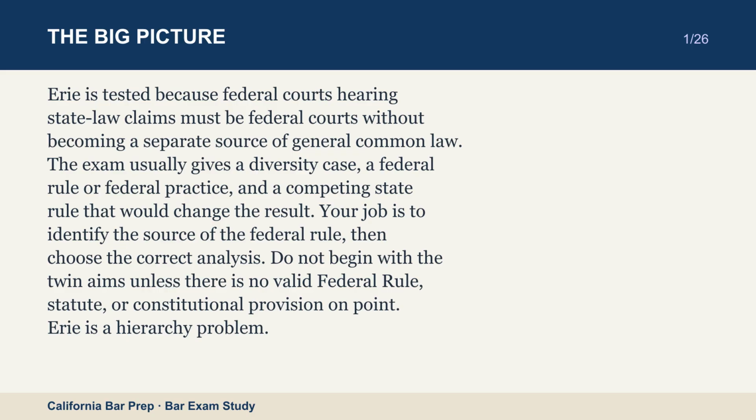The exam usually gives a diversity case, a federal rule or federal practice, and a competing state rule that would change the result. Your job is to identify the source of the federal rule, then choose the correct analysis. Do not begin with the twin aims unless there is no valid federal rule, statute, or constitutional provision on point. Erie is a hierarchy problem.